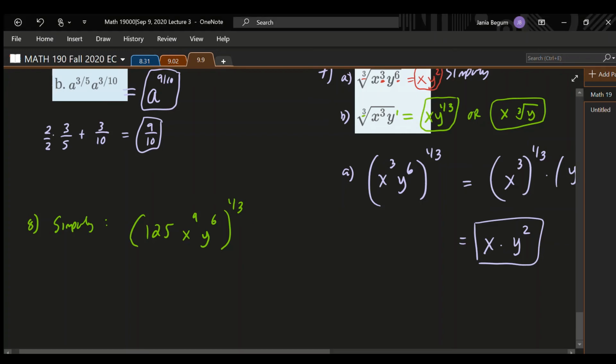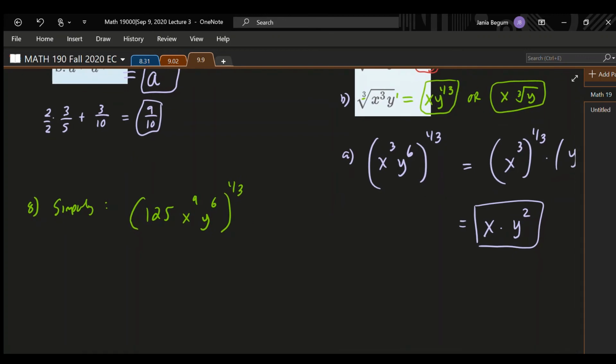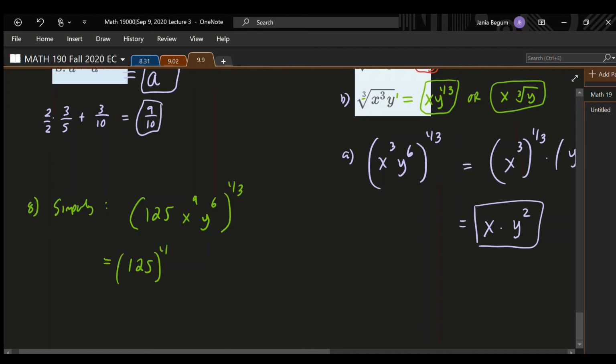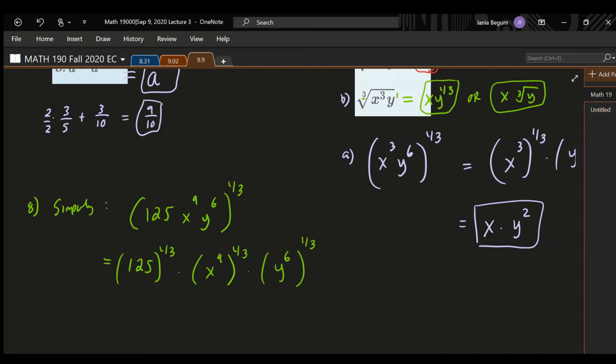Okay, so let's start. We're going to go ahead and distribute the exponent. So we have 125 to the power 1/3, and x to the 9th to the power 1/3, and y to the 6th to the power 1/2... to the power 1/3. That's what you should be thinking. Now here's the thing. If you want, you can rewrite these as a radical, but I will keep the exponent because I think I can function with exponent form. So someone tell me what's 125 to the 1/3 power?